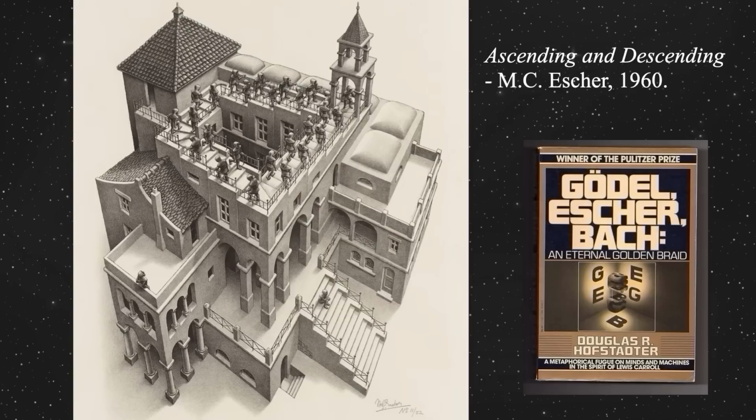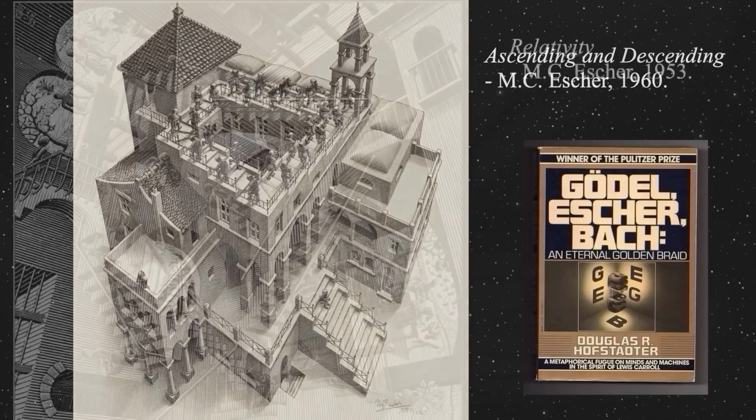His Ascending and Descending from 1960 displays 2 lines of monks, one continually ascending and the other continually descending on the same set of stairs. The stairwell is drawn to be a perpetual loop. An interesting concept because this is a 2-dimensional surface, right? A piece of paper. And on it, we have a 3-dimensional sort of building, which obviously cannot live in a normal 3-dimensional world. No matter how you would look at this building, it can't be built in reality.